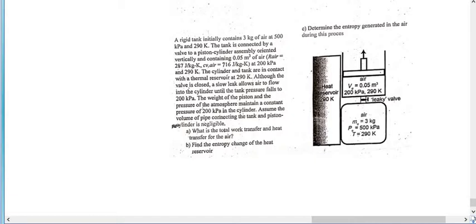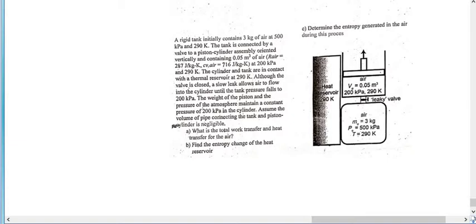The cylinder and tank are in contact with a thermal reservoir at 290 Kelvin. Also, the valve is closed. A slow leak allows air to flow into the cylinder until the tank pressure falls to 200 kilopascals. The weight of the piston and the pressure of the atmosphere maintain a constant pressure of 200 kilopascals in the cylinder. Assume the volume of the pipe connecting the tank and piston cylinder is negligible.